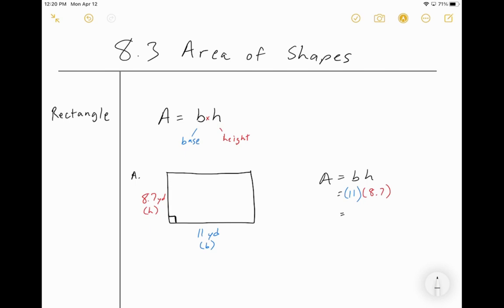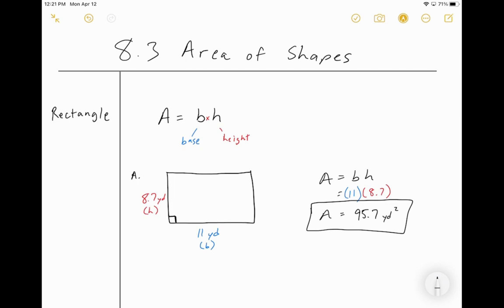Go ahead and put that in. And I get 95.7. The units are yards. And remember, because it's area, we talked about this a couple weeks ago, area is always going to be squared. And that's it. Base times height. And again, you know something's a base and something's a height if they meet at 90 degrees.